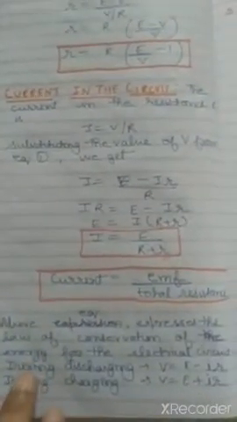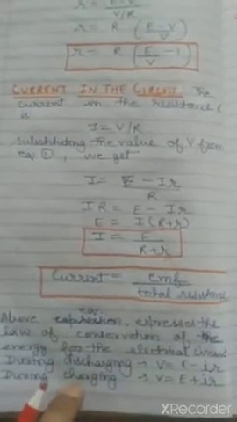Now during discharging, V is equal to E minus I r, that means the terminal voltage is less than EMF. And when we charge the battery, during the charging case, we have V is equal to E plus I r. So in that case, terminal voltage becomes greater than the EMF of the cell. Is it clear?